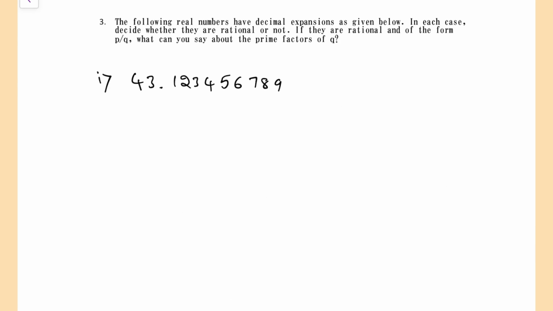Coming to the bit number 3. The following real numbers have decimal expansions as given below. In each case, decide whether they are rational or not. If they are rational and of the form p by q, what can you say about the prime factors of q? So actually in the rational numbers, we have two types of decimals. One is a terminating type of decimal and the other one is non-terminating recurring type of decimal.